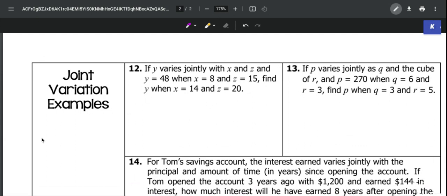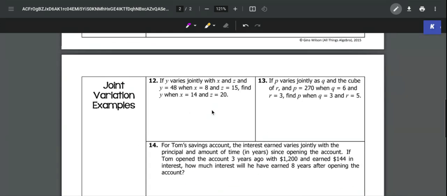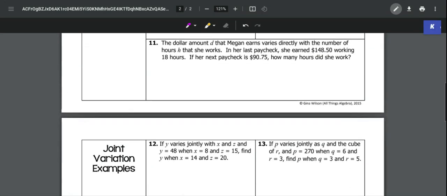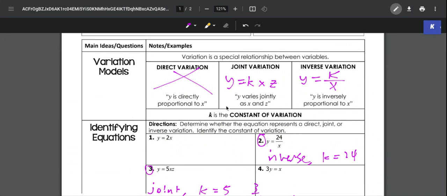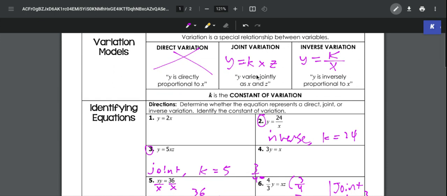So when we look at joint variation, number 12, it says, if y varies jointly with x and z, and y is equal to 48, x is equal to 8, and z is equal to 15, we need to figure out what y would be equal to when x was equal to 14 and z is equal to 20. So here's what we essentially got to figure out here. We've got to figure out our constant k, and if we can figure out that constant k, which is the long way of doing it, for joint variation, we can just plug in all of our numbers and we can figure out what this is equal to.